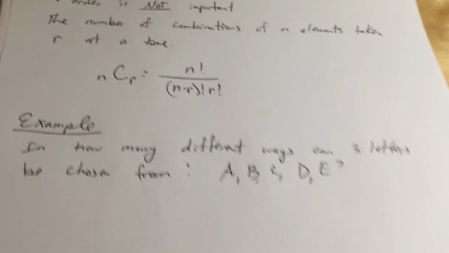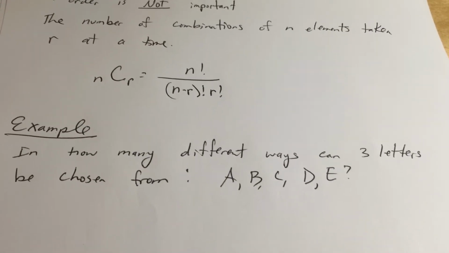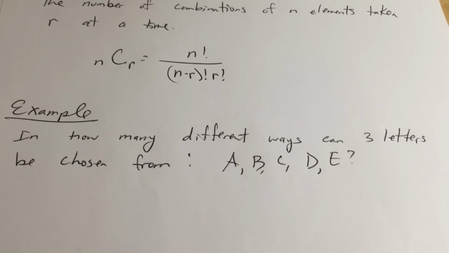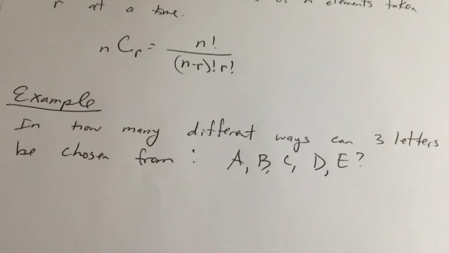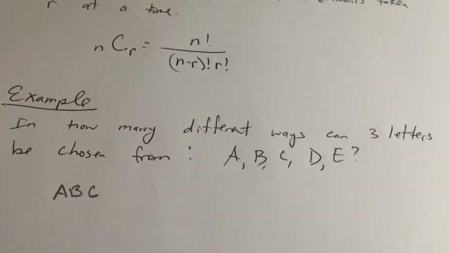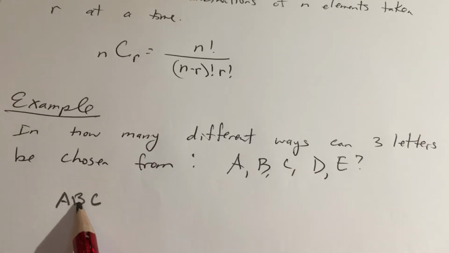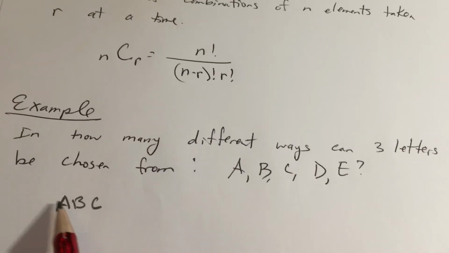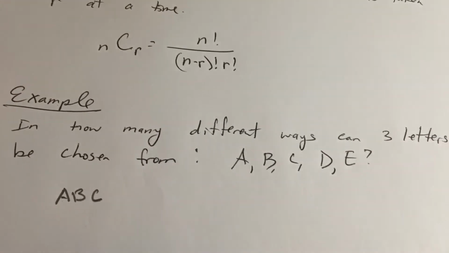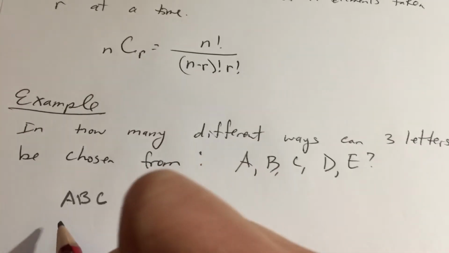So here's our first question. In how many different ways can 3 letters be chosen out of A, B, C, D, E? So let's think about this. I'm going to choose my first letter. A, B, C. That's one way. It does not matter if I choose the A first, or the B first, or the C first. All those 3 letters are the same. So I'm never going to see those 3 letters again. Once I choose A and B and C, those are done.